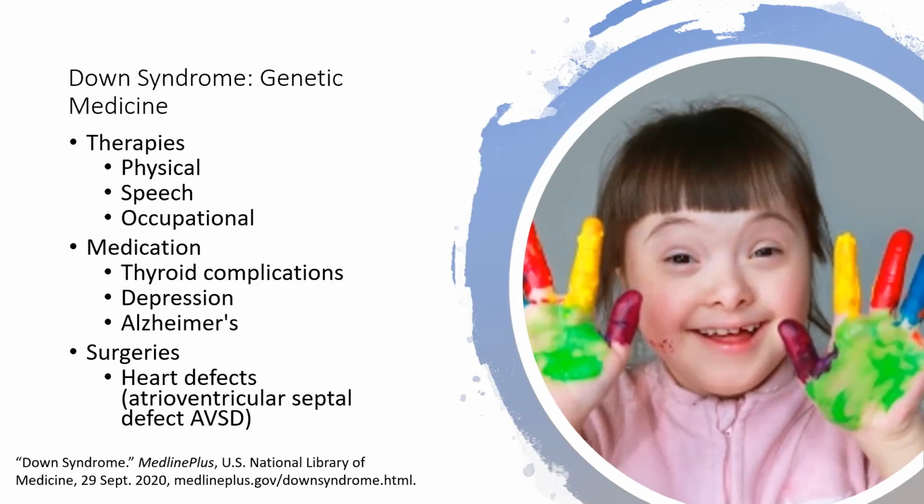We have thyroid complications. We also have depression and Alzheimer's, because people with Down syndrome have an increased risk of conditions that would lead to depression in the earlier parts of their lives.